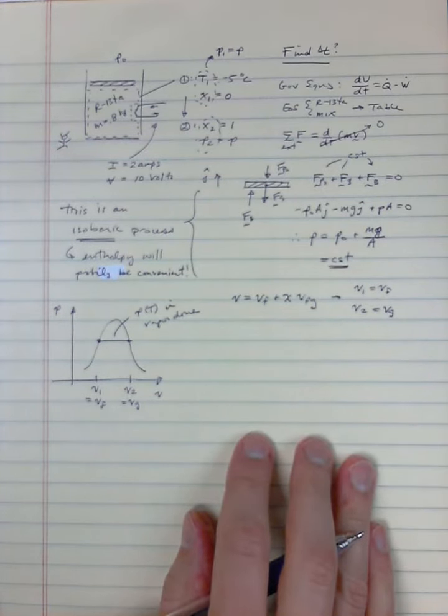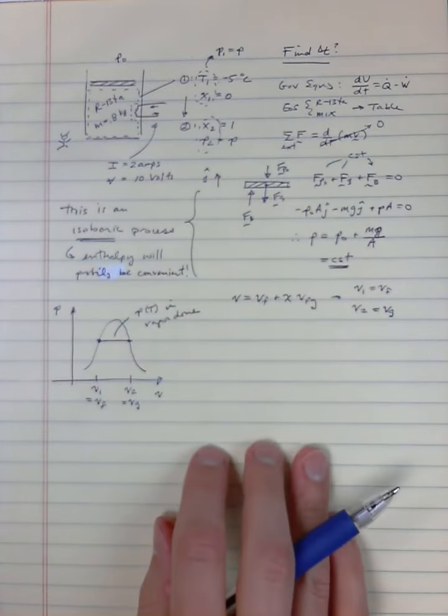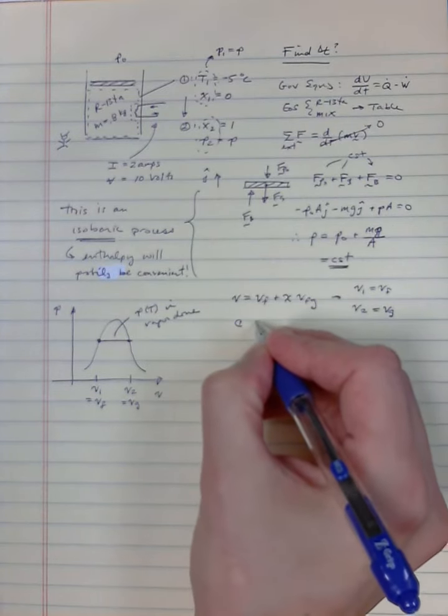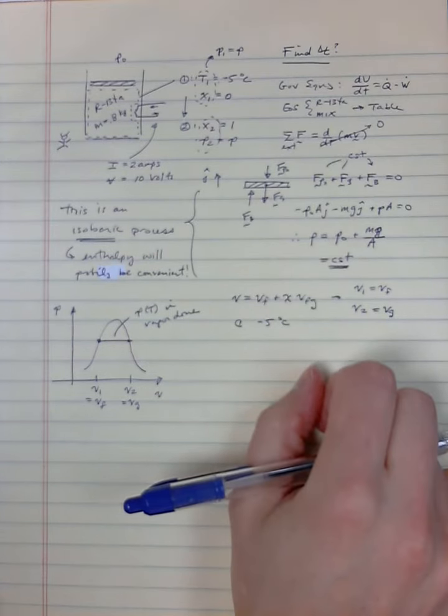So that's pretty good. Where is all this happening? At a temperature of minus 5 degrees centigrade. So all of this is at minus 5 degrees centigrade, and I can look that up in the table.